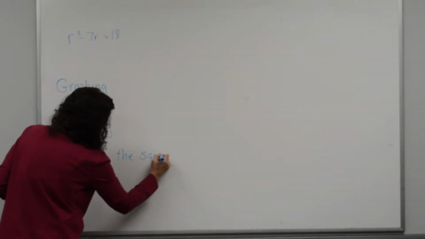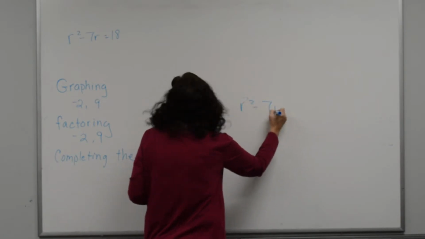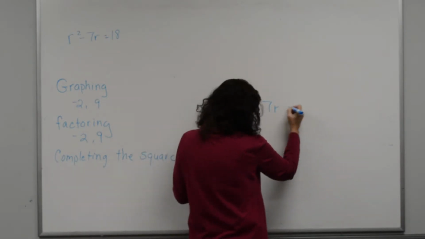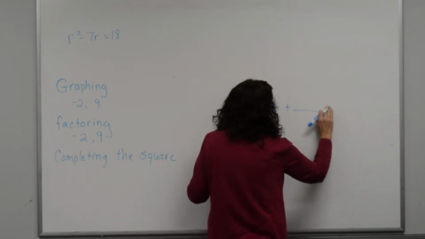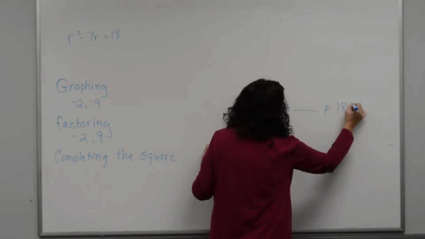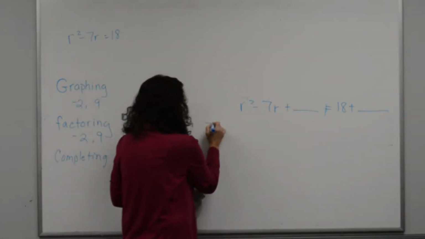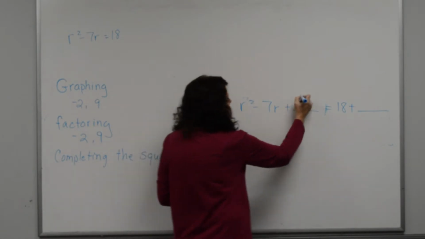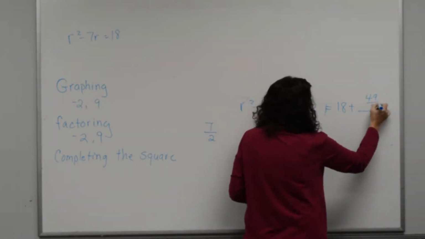Which is what you just took that quiz on. Okay, so I have r squared minus 7r. I already have the 18 on the other side, so I'll just put a blank there. But it has to go on both sides. I take half of the 7, so that's 7 over 2. I'm going to square it, so I have 49 over 4, and that's what I'm going to add on both sides.